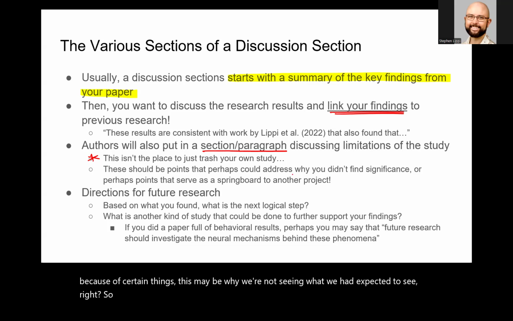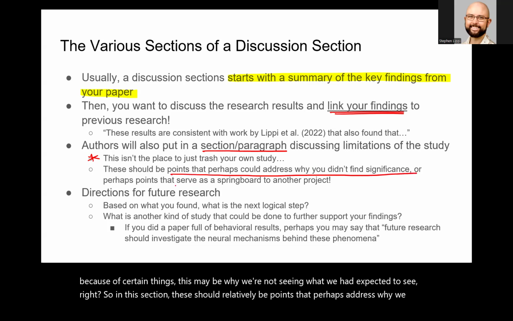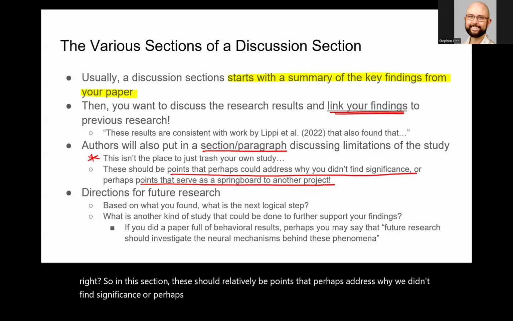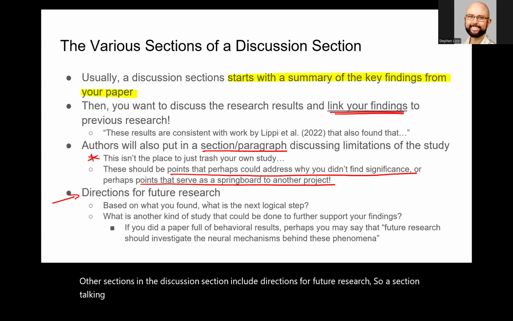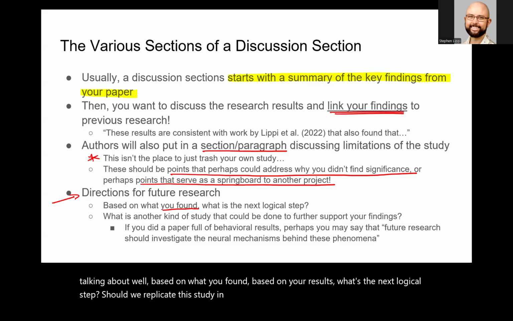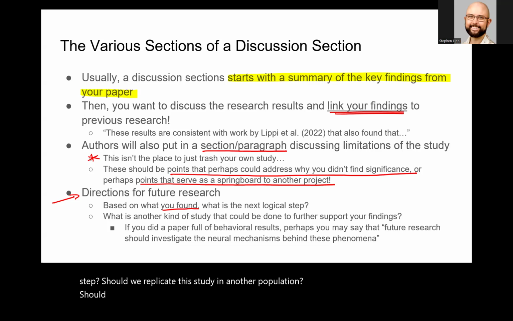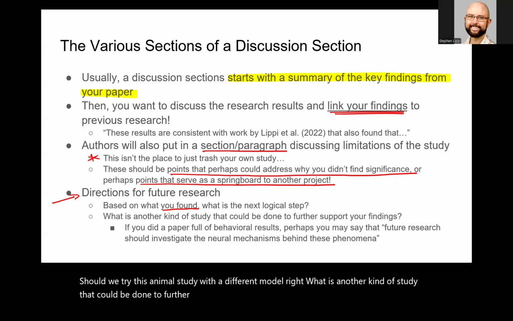So in this section, these should relatively be points that perhaps address why we didn't find significance, or perhaps points that serve as a springboard to another project. Other sections in the discussion section include directions for future research. So a section talking about, well, based on what you found, based on your results, what's the next logical step? Should we replicate this study in another population? Should we try this animal study with a different model, right? What is another kind of study that could be done to further support your findings, right?